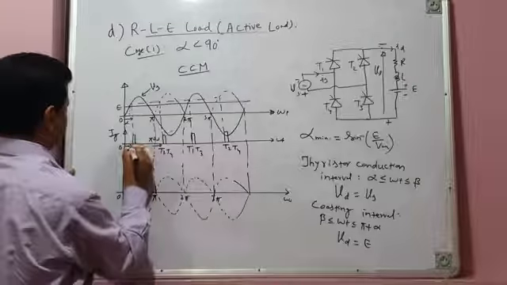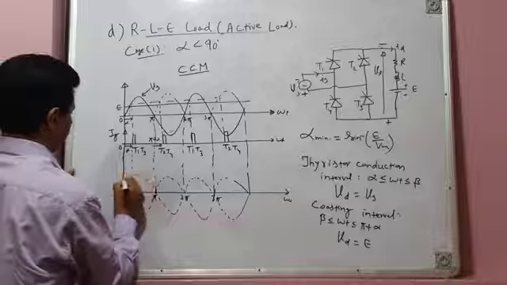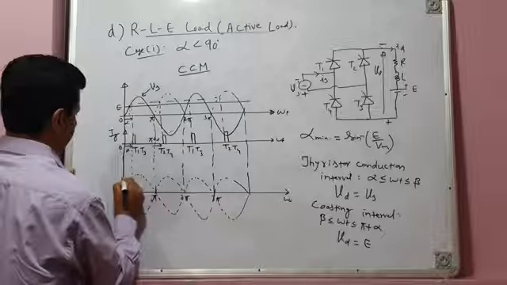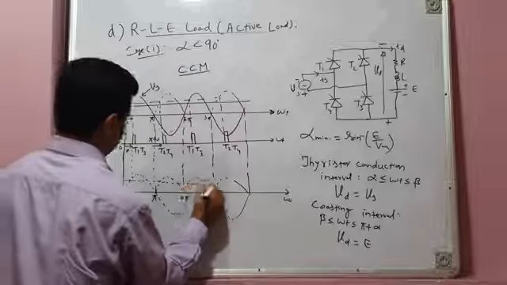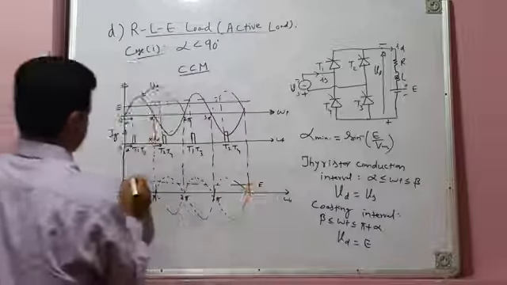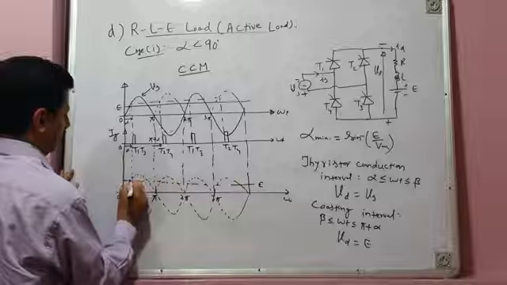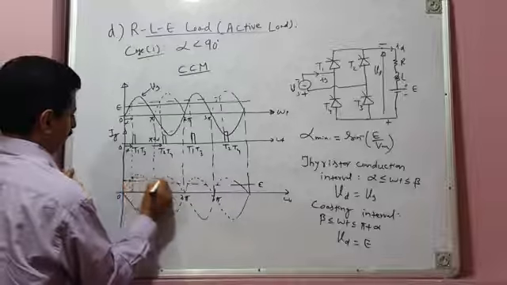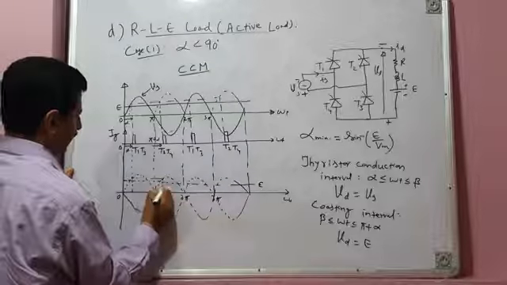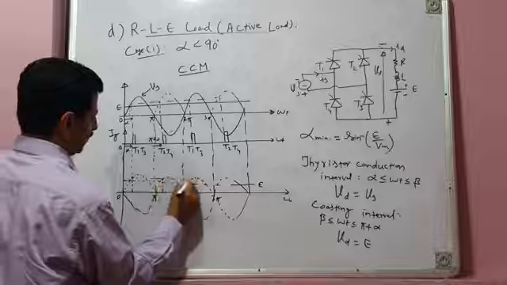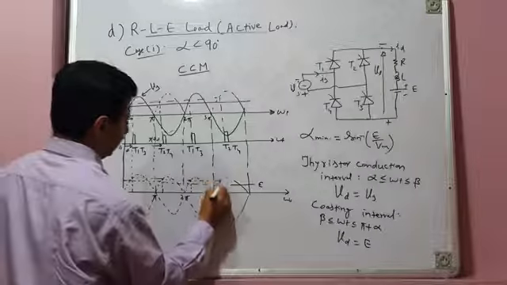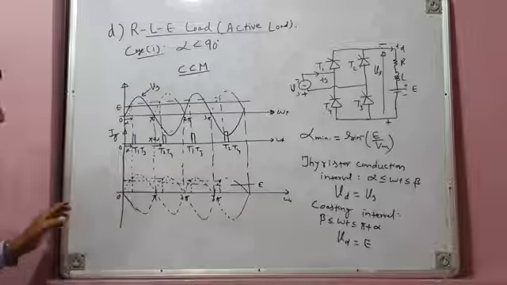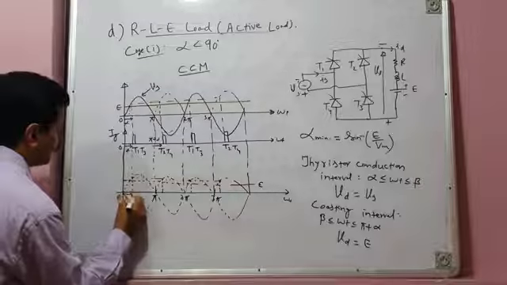This is the first instant of firing. So just below this is E. This is E. If this is the first instant of firing, this will be the next instant of firing. It is better that you first show these instants of firing. This is the next instant of firing, and this is the next instant of firing. So this is alpha.